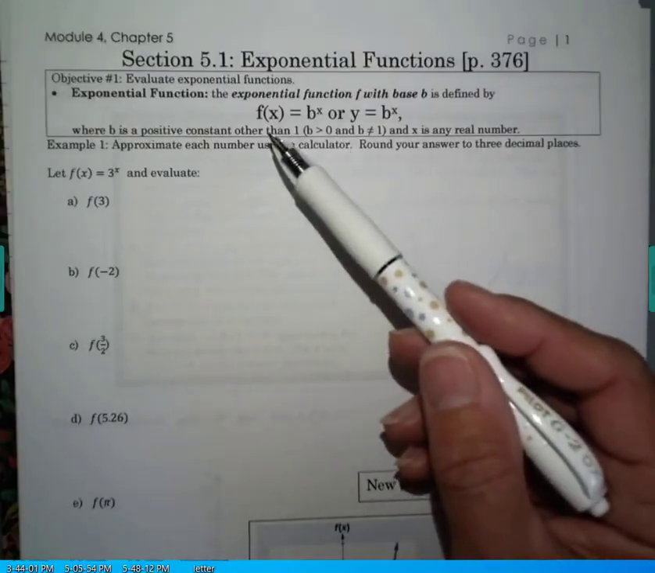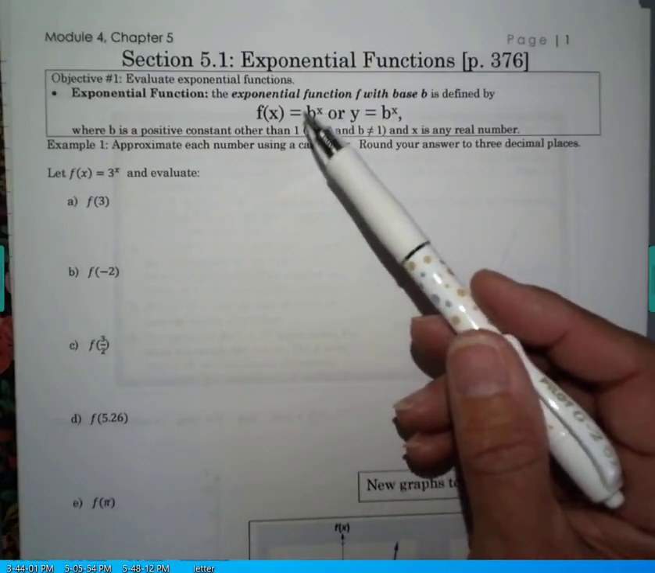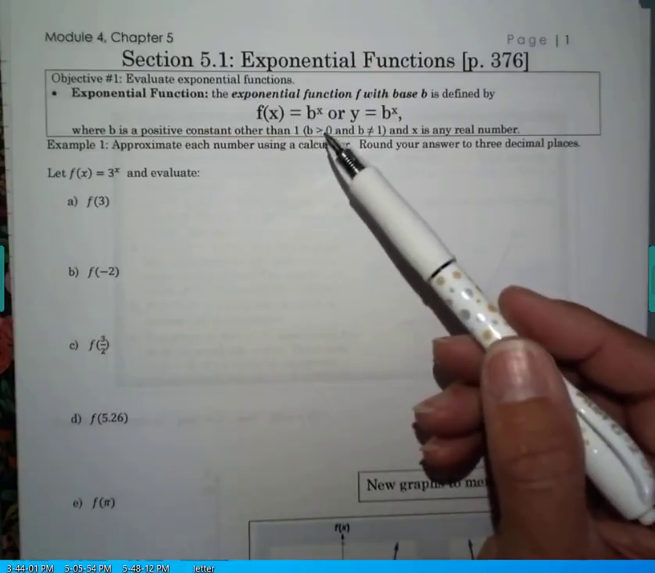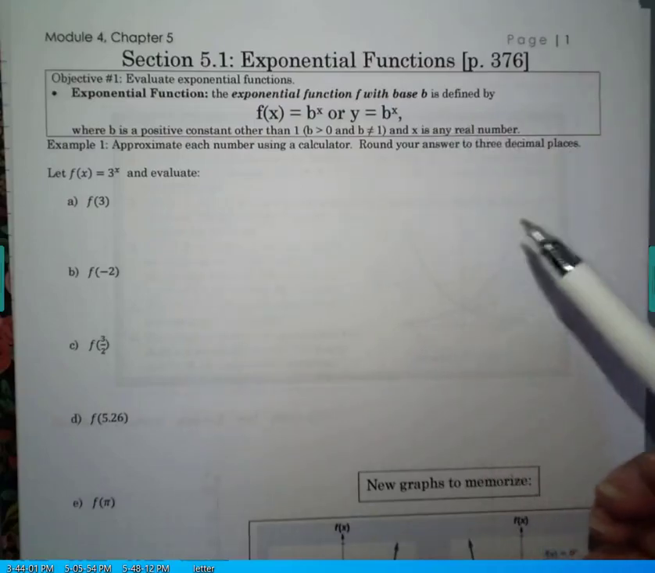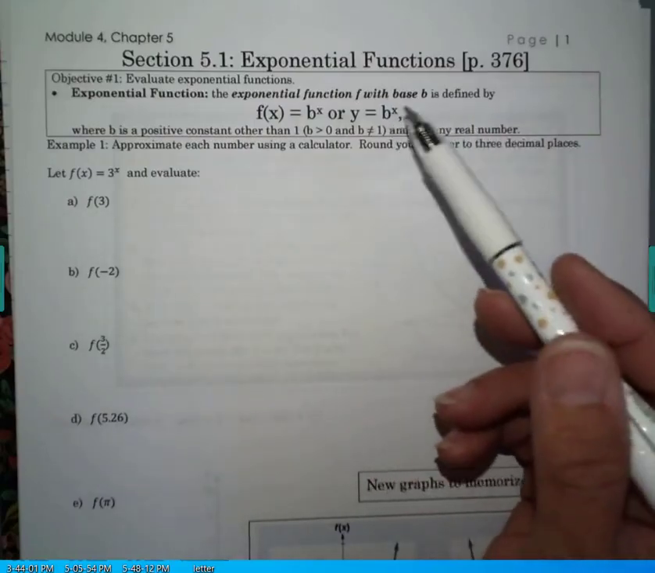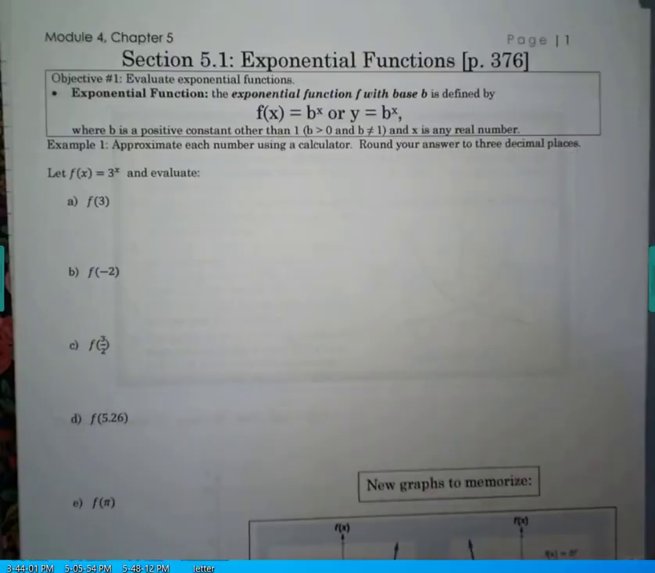And one thing we have to keep in mind is that this value, this base number, is always greater than 0, but it's not equal to 1. And it's any real number, okay? As far as x goes, that can be any real number. I'm going to take a couple of them and look at them, and especially using your graphing calculator to examine what these are going to do as functions.